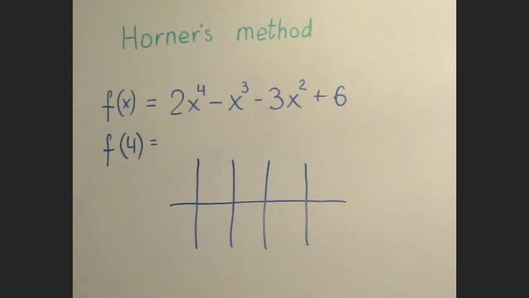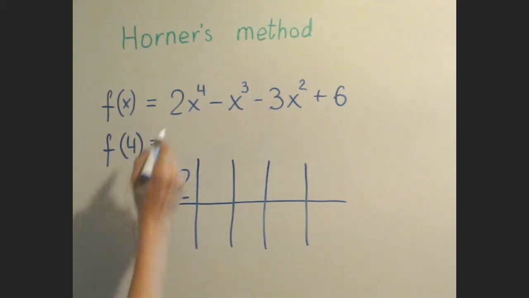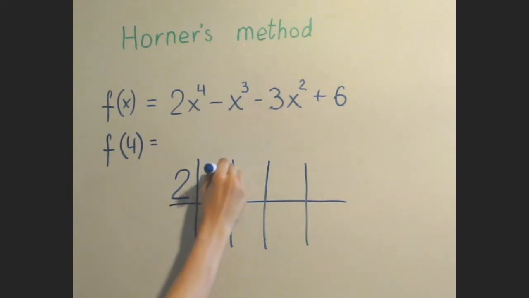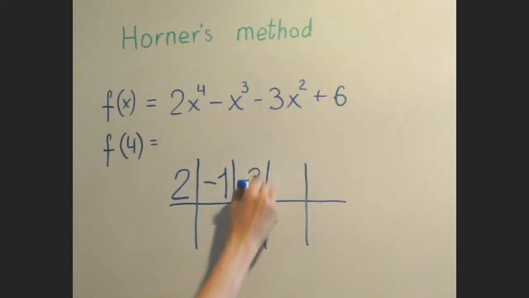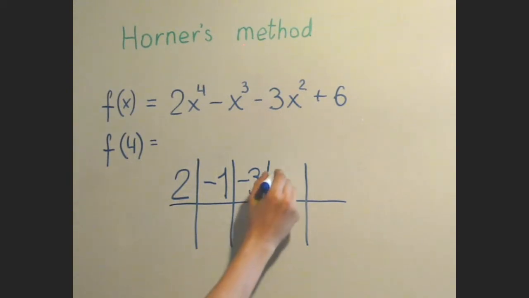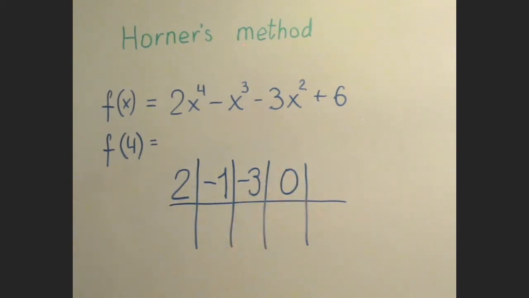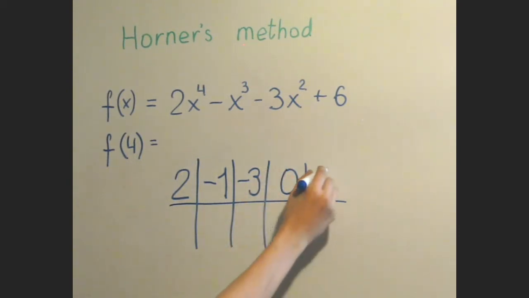Next, we fill out the top row with the coefficients from the original expression. Recall that the coefficient is simply the number before the variable term. So, for example, the coefficient of this term would be 2, and we write it down here. The coefficient of this term is negative 1, we write it here. The coefficient of this term is negative 3, we write it here. The coefficient of the x term is 0 because it is not present in the expression, so we write a 0 here. And lastly, the coefficient of the constant term is 6, so we write it here.